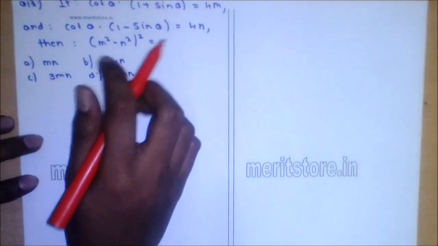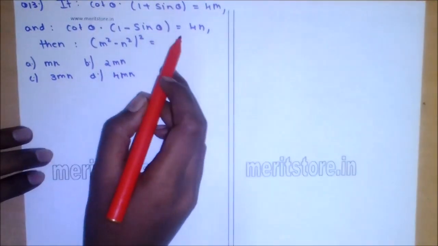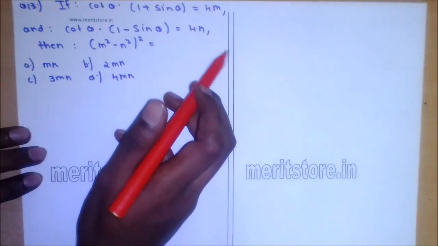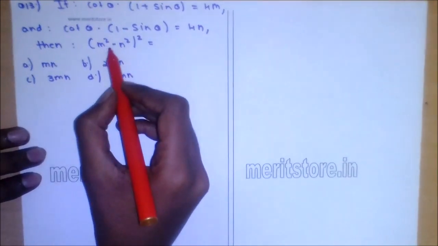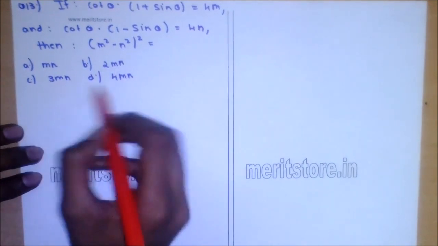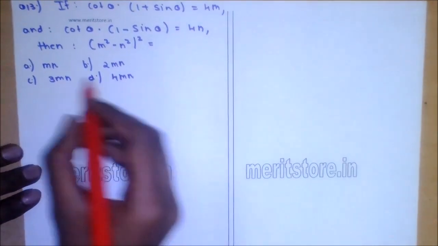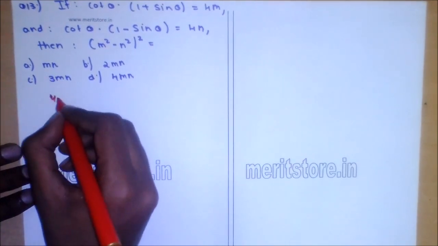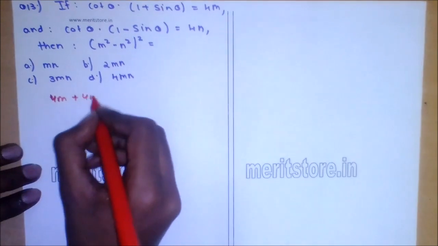It is given that cot θ into (1 + sin θ) equals 4m and cot θ into (1 − sin θ) is 4n. We have to find (m² − n²)². The options are mn, 2mn, 3mn or 4mn. First, we find 4m + 4n.